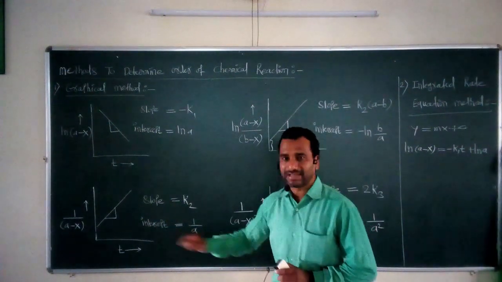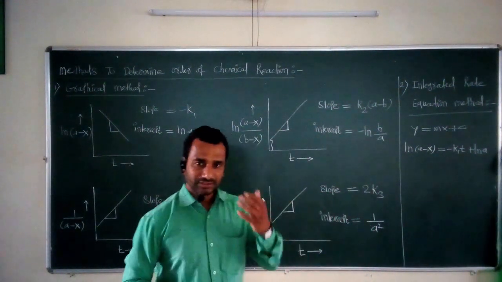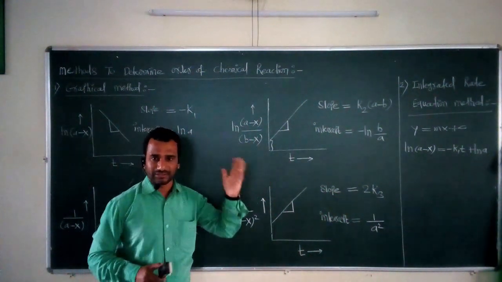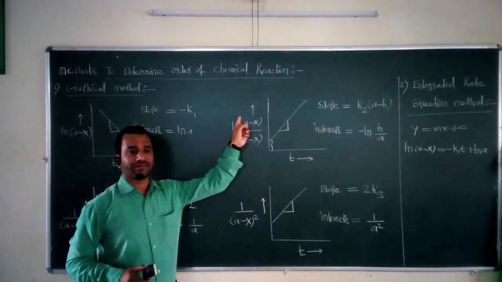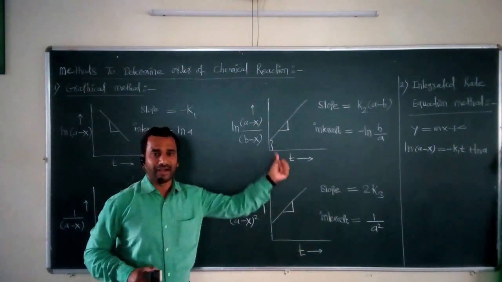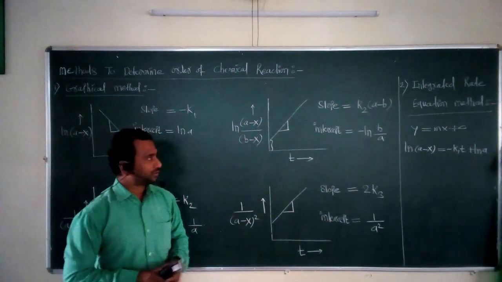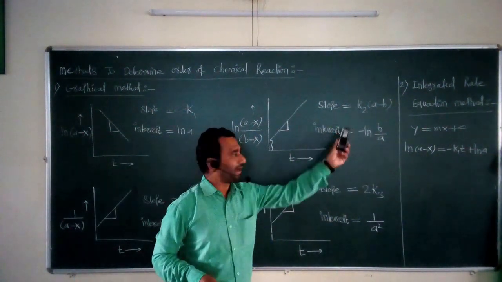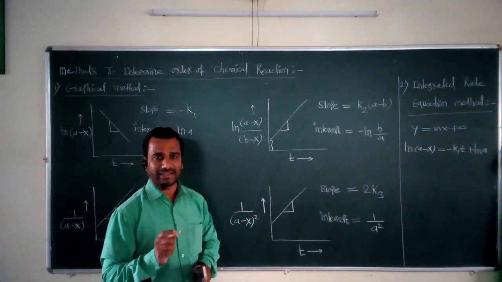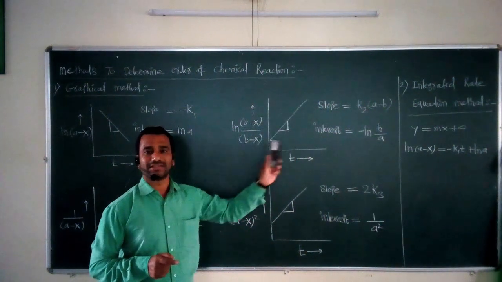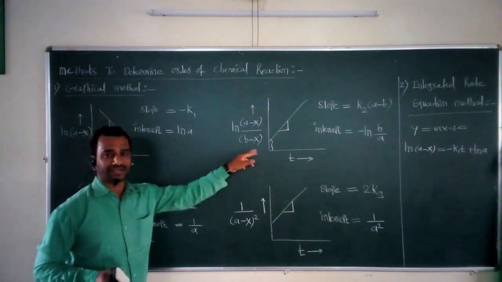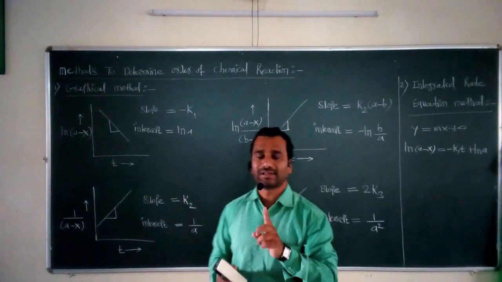So this is a second graphical representation. Third, if I take the third graphical representation, then what is there? Again, if we plot a graph of ln (a minus x) upon (b minus x) versus time t, again if we get a straight line with slope equal to k2 into (a minus b) and intercept equal to minus ln b divided by a, then we can say that again this chemical reaction has the order equal to 2. So we can say that this second graph and this third graph is for second order reaction.